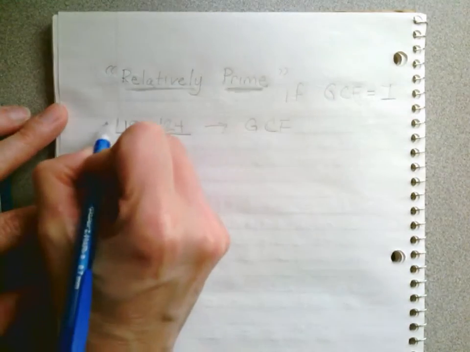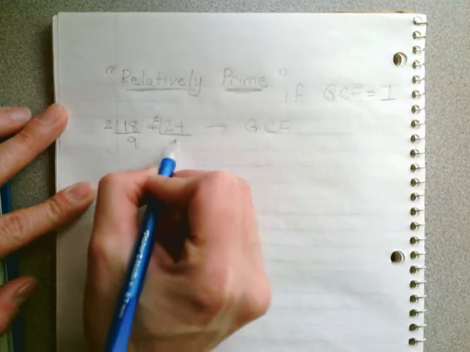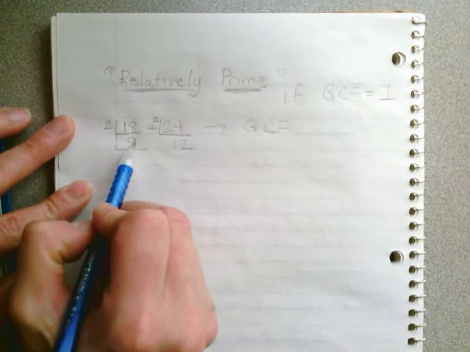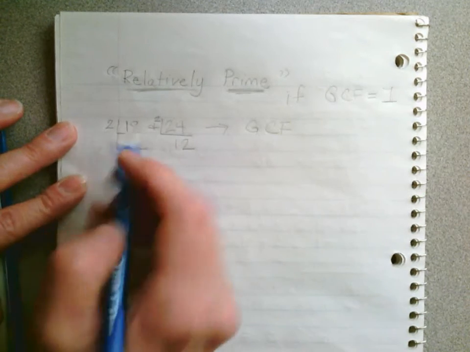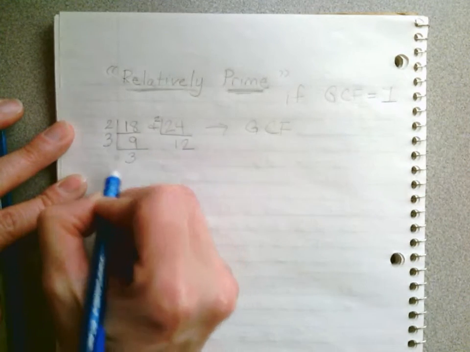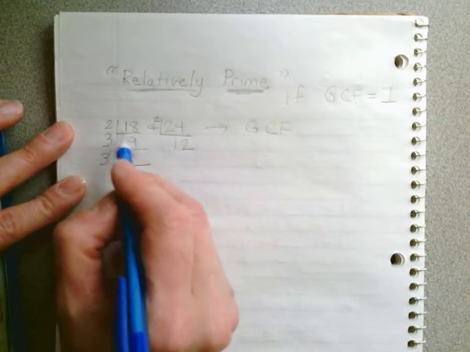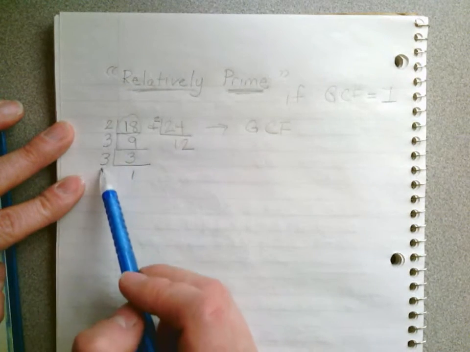Are these both divisible by 2? Yep. 9 and 12. Is this still divisible by 2? What's the next prime? Is 9 divisible by 3? Quotient is 3. Is 3 still divisible by 3? Quotient is 1. I now have the prime factorization of 18. 2 times 3 times 3.